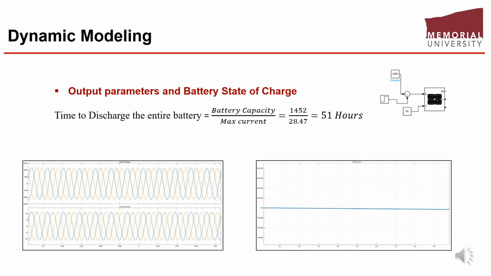As we can see in the right picture, the state of charge of the battery starts to decrease slightly, but this amount during 1 second is insignificant because based on a simple calculation, we know that it takes almost 51 hours to discharge the entire battery. And on the other picture, we can see that the output voltage and currents are still stable. That means that the output power will still be stable as well.